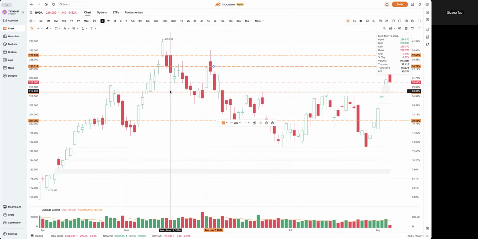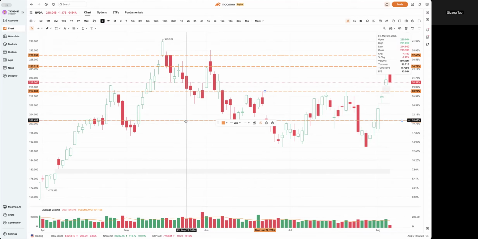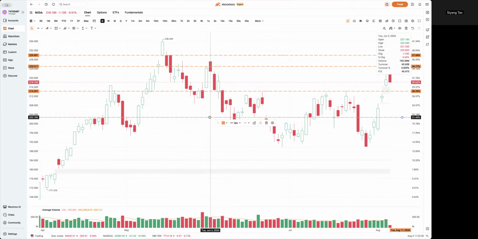And for the support zones, I would like to move right here to cover most of the bodies, and here we can move up a little bit to cover all of these bodies. And now the noise transfers into highly definable boundaries. The nearest overhead resistance becomes a defined zone between roughly here, look at here, 225 and 230.